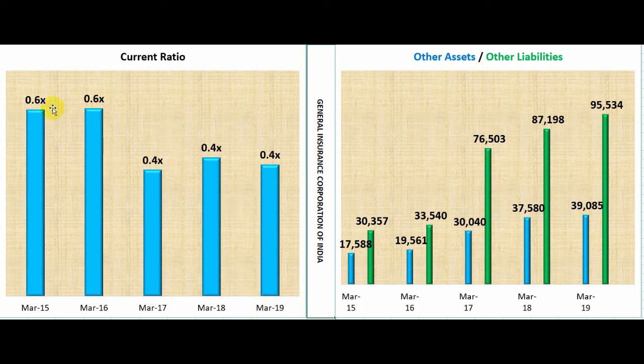So the ratio as such has been consistent from March 15 till March 19. In March 19, the other assets of the company were at 39,000 crores, whereas the total other liabilities on its books were 95,000 crores. The reason for it being so high is because most of the premium that it receives is classified under other liabilities.